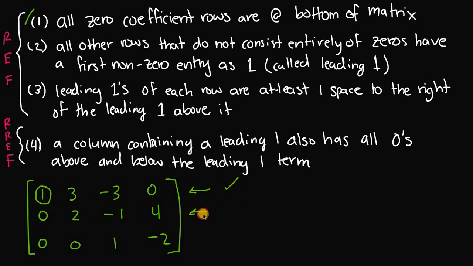Row 2, the first entry is 0 and the second entry is 2. So the first non-zero entry that we encounter, which is this 2, is not a positive 1. So row 2 is not good, and therefore we can't say that this matrix will satisfy all 3 or 4 rules. So this matrix is not in row echelon form.